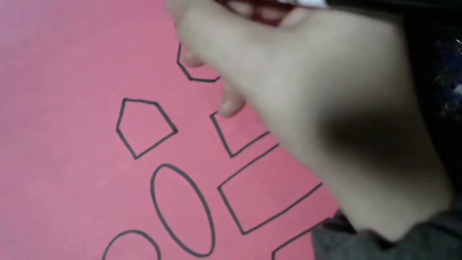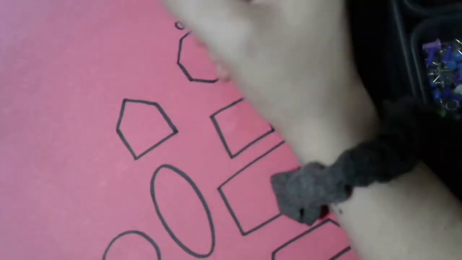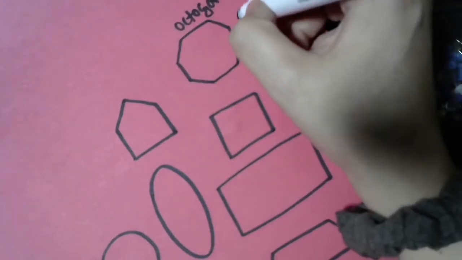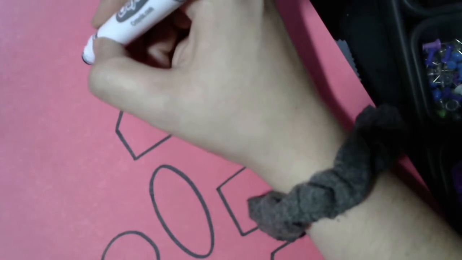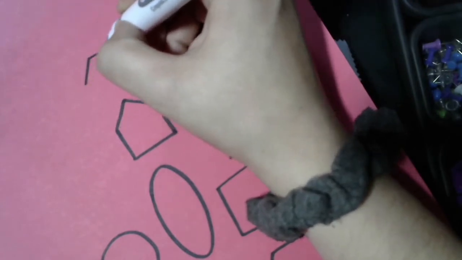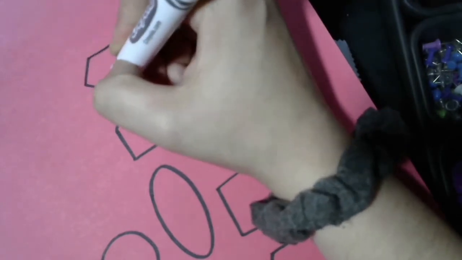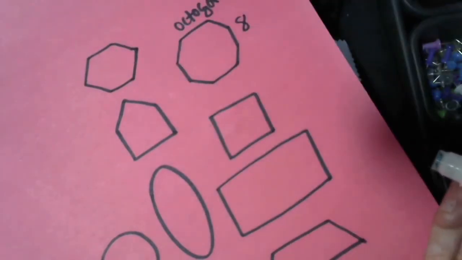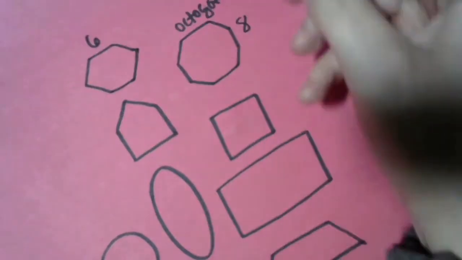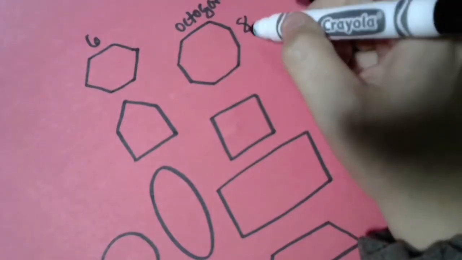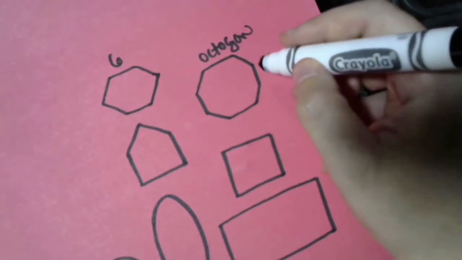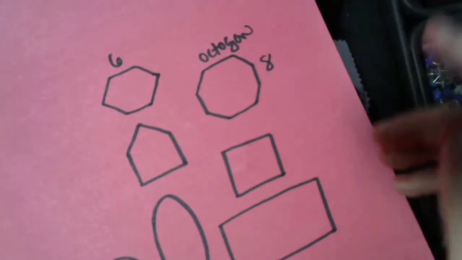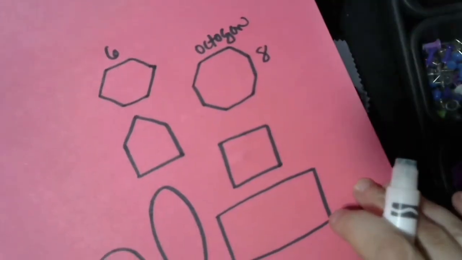Now let's draw a hexagon. A hexagon has 6 sides, whereas an octagon has 8 sides. There's our hexagon, our 6-sided shape. And then we would have moved on to an octagon, which is an 8-sided shape. Where do you think you've seen an octagon before? I bet you've seen one in a stop sign.